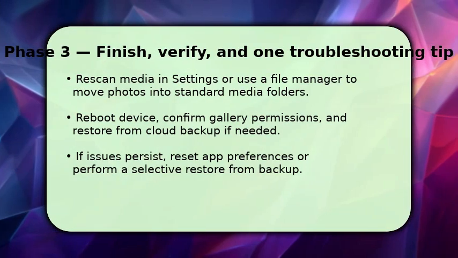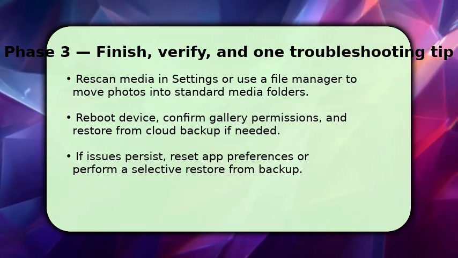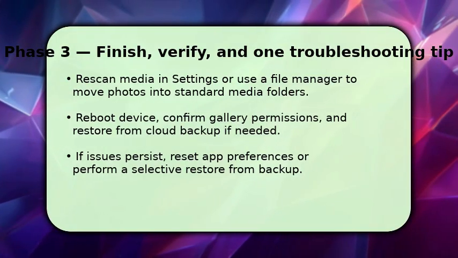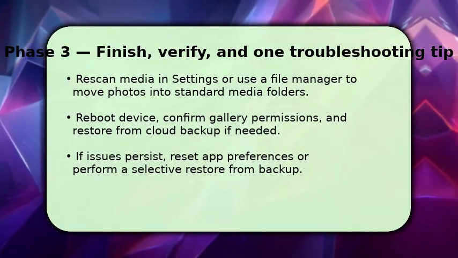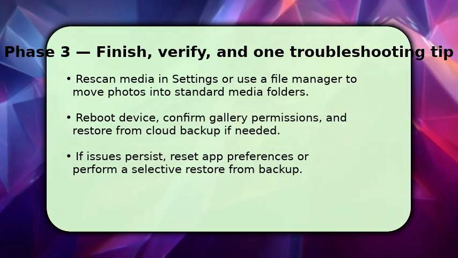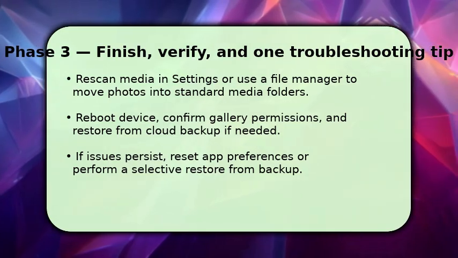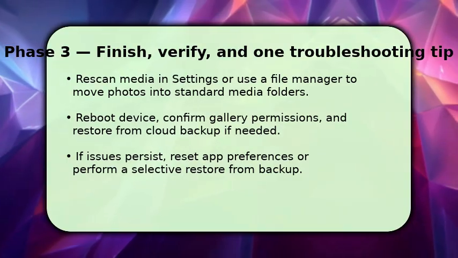Finish by rescanning your media library so the gallery recognizes images and videos. You can trigger this via Settings or a file manager by moving files into DCIM or Pictures. Once done, reboot the device to apply changes, then confirm gallery permissions for storage and photos. If you used cloud backup, restore albums now and check thumbnails.